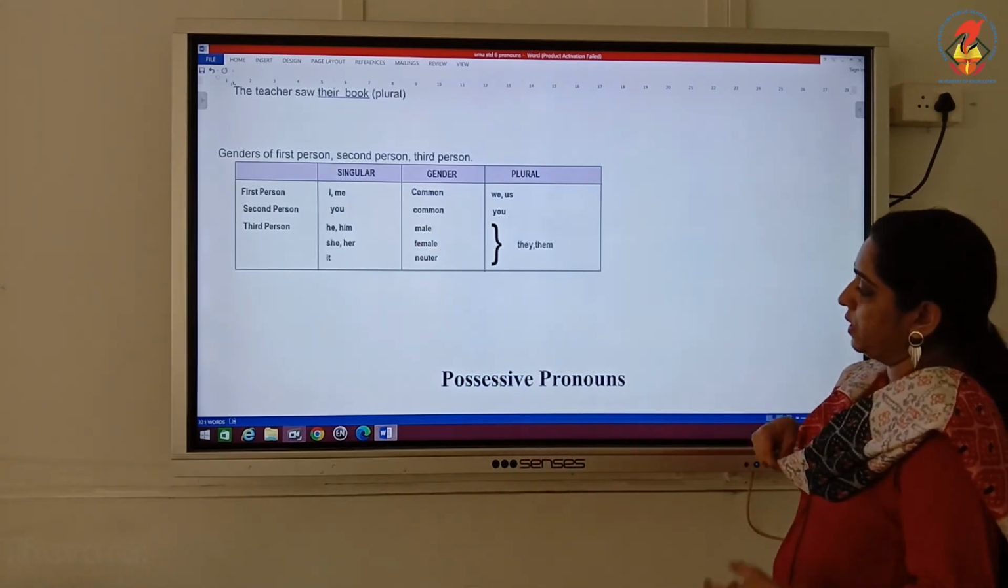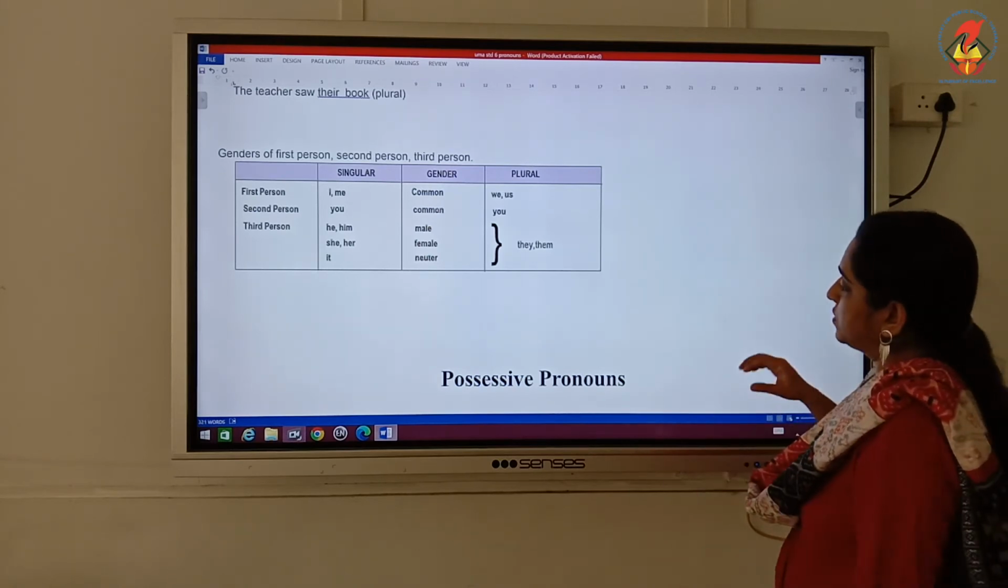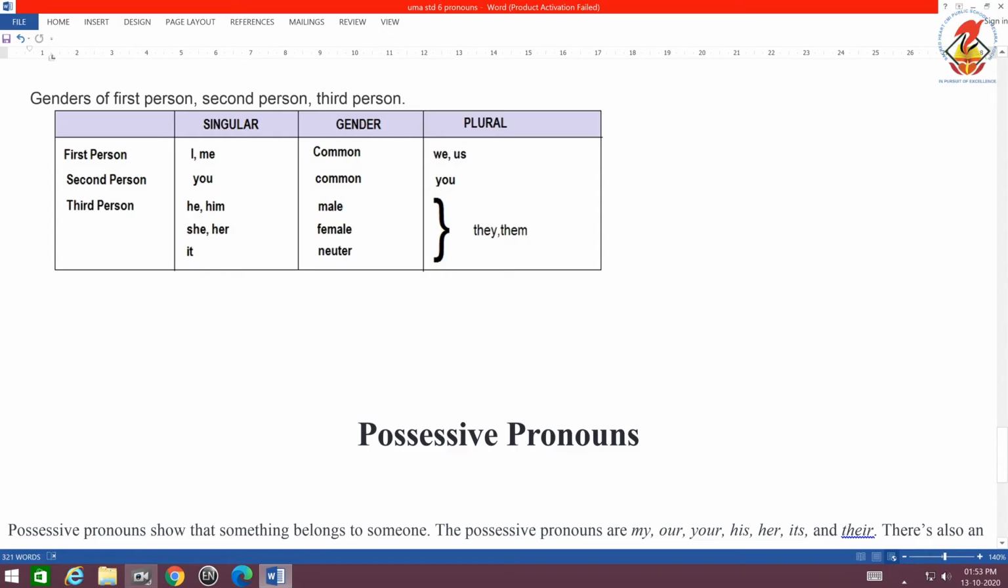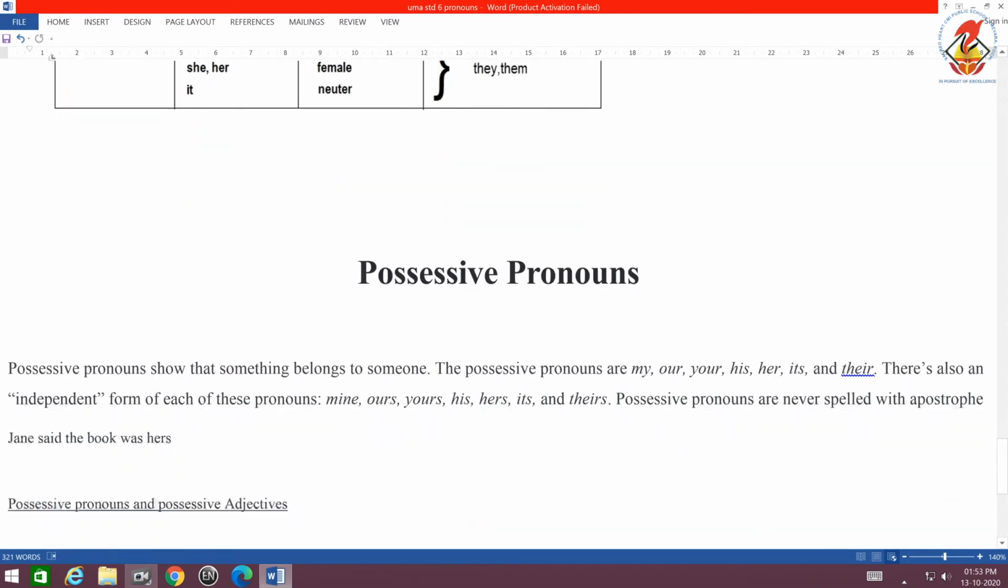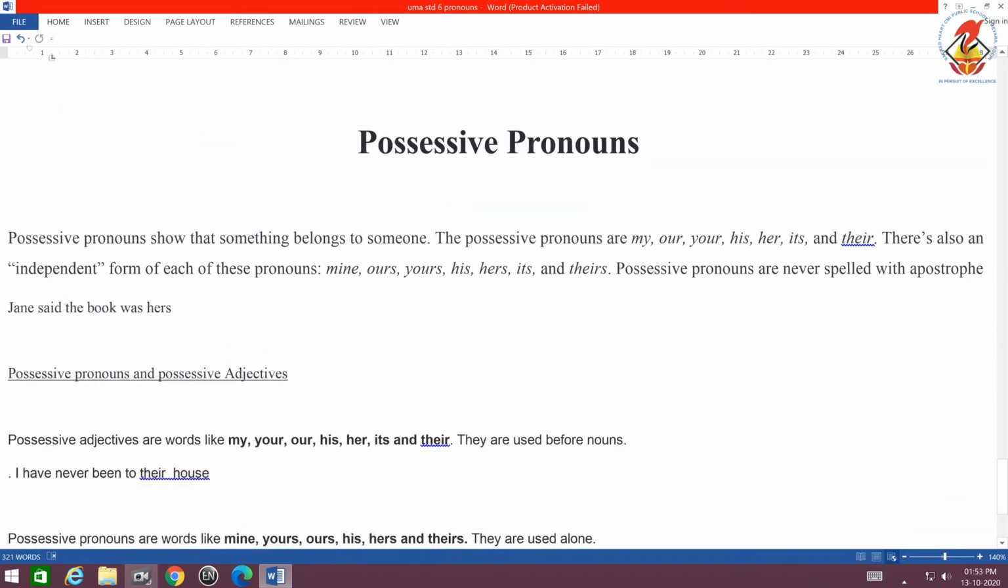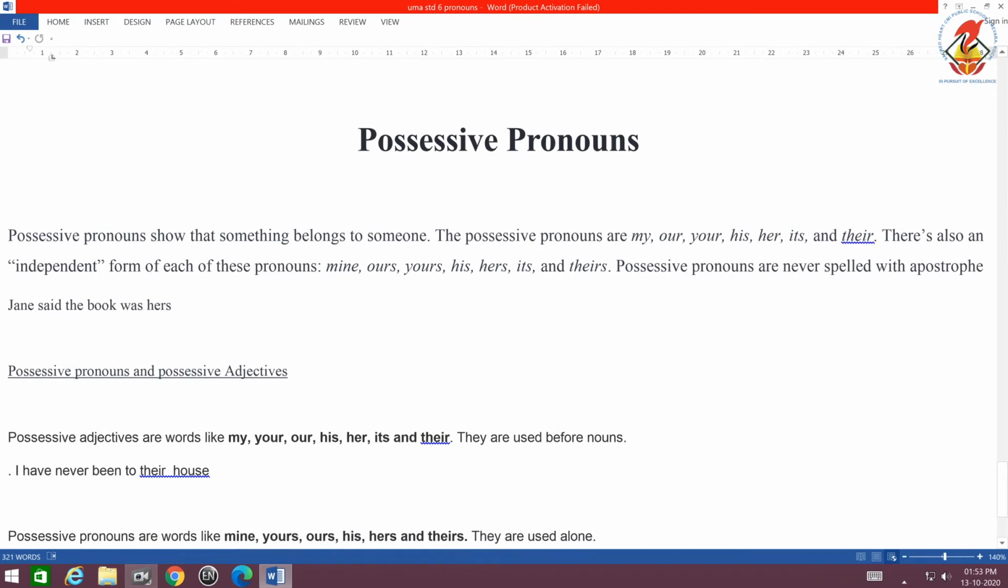Now, the next topic, possessive pronouns. What do you mean by possessive? Possessive means belonging. Possessive pronouns show that something belongs to someone. The possessive pronouns are my, our, your, his, her, its and their. There is also an independent form of each of these pronouns: mine, ours, yours, his, hers, its and theirs. Possessive pronouns are never spelled with an apostrophe. That is very important. His, hers, you don't have to put an apostrophe in possessive pronouns.